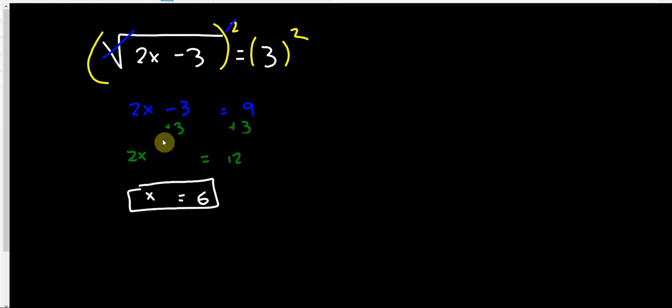We might could check it in our heads. If I put 6 in there, 2 times 6 is 12. 12 minus 3 is 9, and the square root of 9 is 3. So yes, we did very, very well. Okay. So that's not too hard.